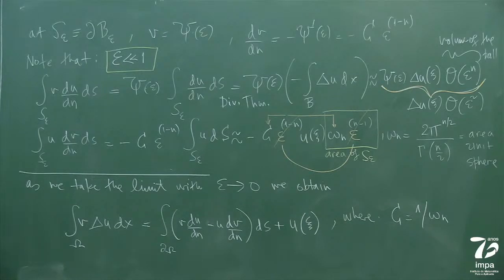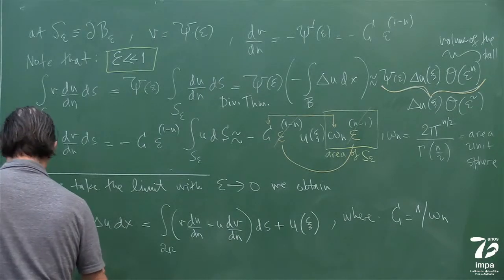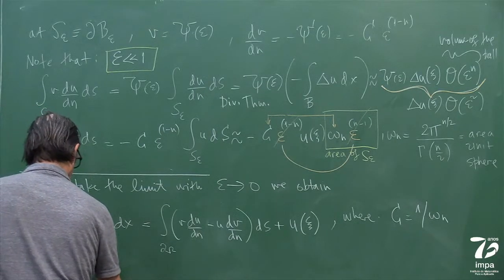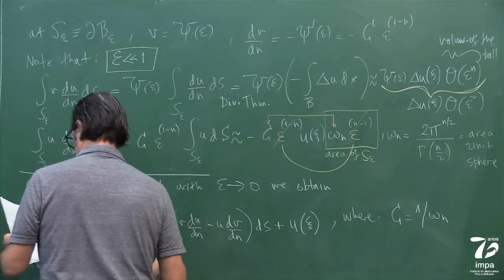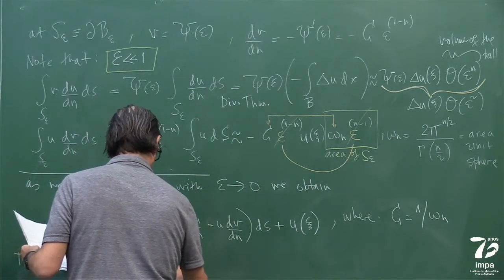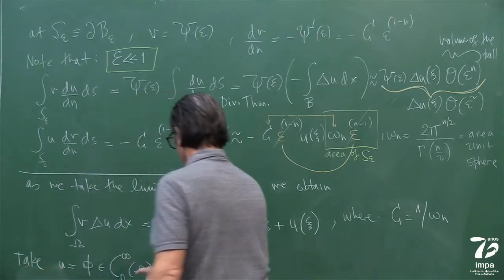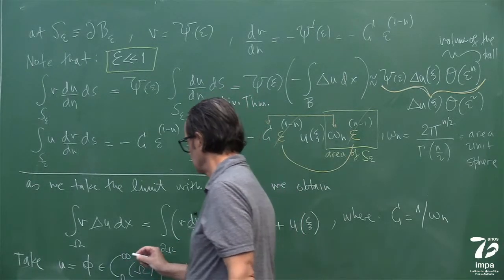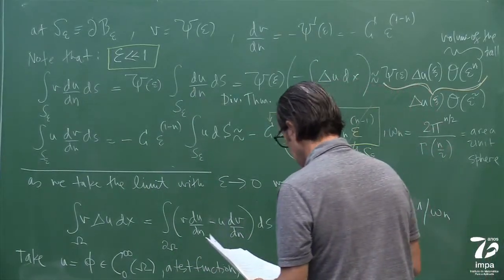Okay, and now take, and you will see this later on, maybe not today, I don't know, maybe we'll see, maybe not. Take U to be what we call a test function, which is a function which is smooth, that is, C infinity, infinitely differentiable, with compact support. Test one.